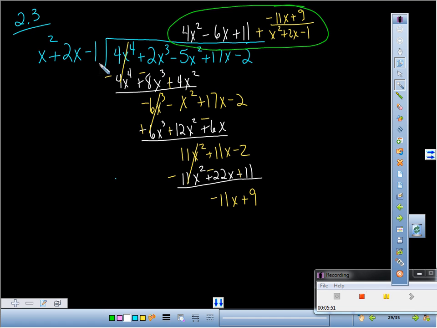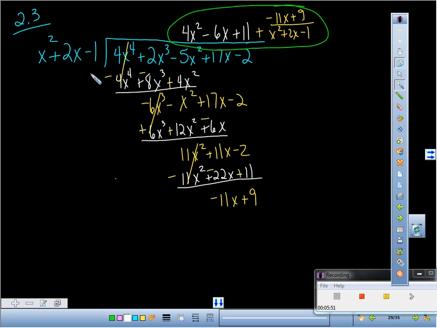What does that mean? What does linear mean? Yeah, just an x. No x squares, no x cubes, just an x. What does a binomial mean? Two terms. Okay? So we're talking about you have to be dividing by an x plus 3, x minus 4, something like that. Okay? Then you can use synthetic division. Otherwise, you have to use long division.